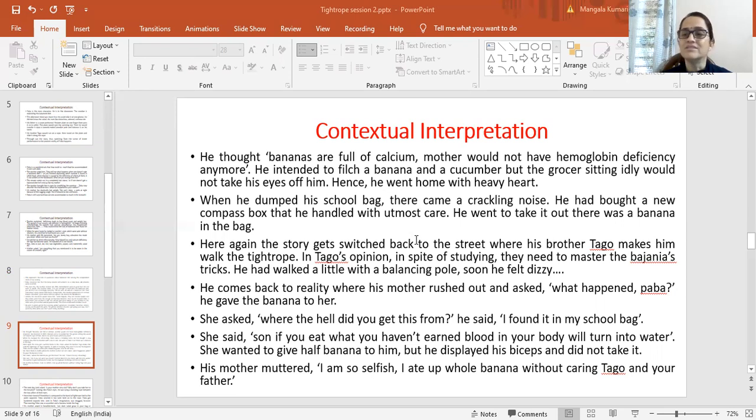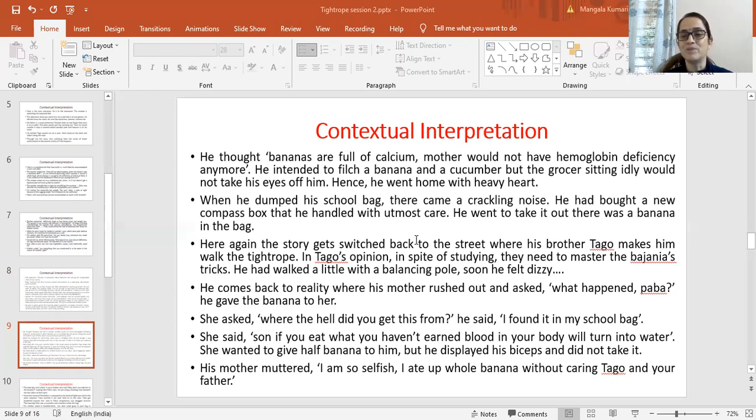Okay, and abruptly the story switches from the street performance to the scene, home. Paba's house scene. Mother came out. He comes to reality. Mother rushed out and asked, "What happened, Paba?" So Paba gave the banana to her. She asked, "Where the hell did you get this from?" Paba said, "I found it in my school bag, ma."